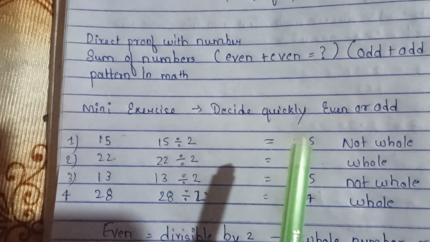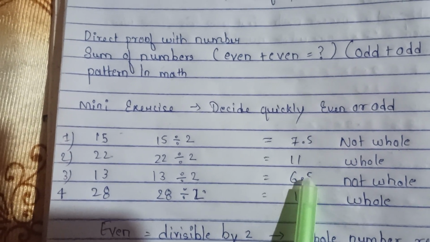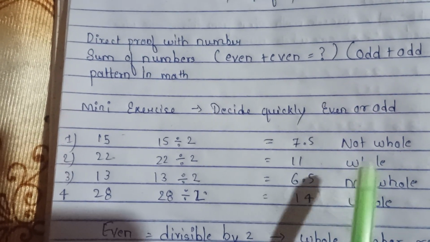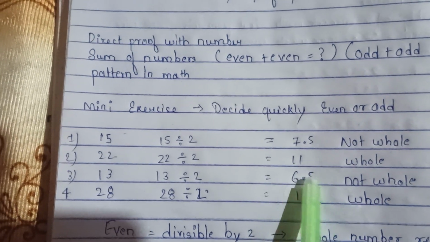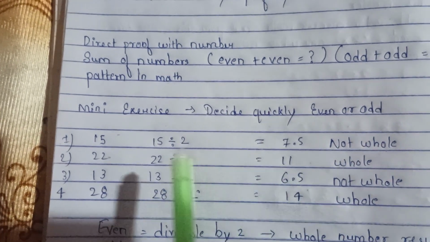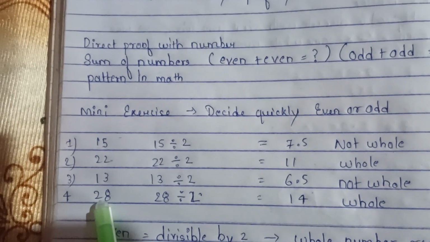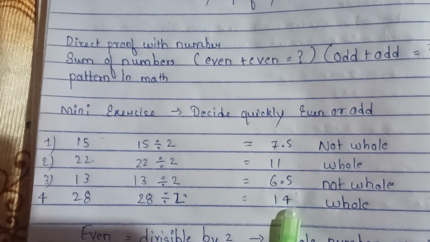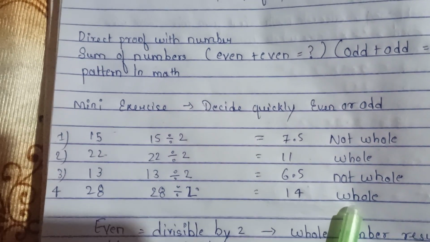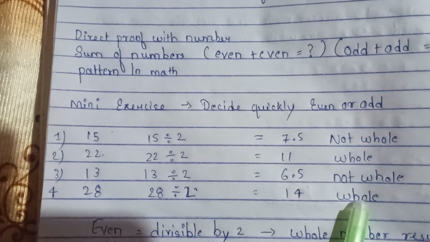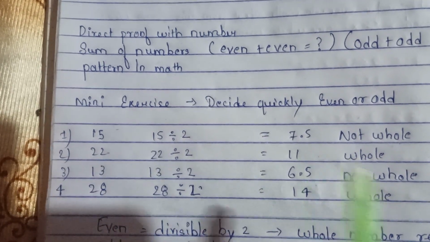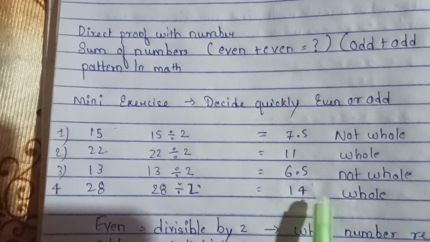Let's check 13. 13 divided by 2, oh, it's giving us a decimal, 6.5, so it's not a whole number, so this will be odd. The last one, 28. 28 divided by 2 gives us 14, which is a whole number, so 28 is even. Although 14 is also an even number.